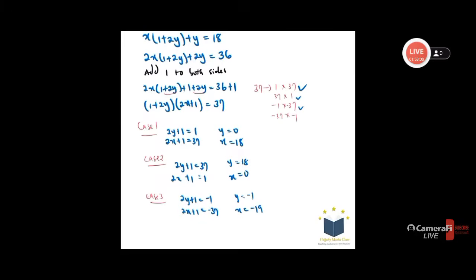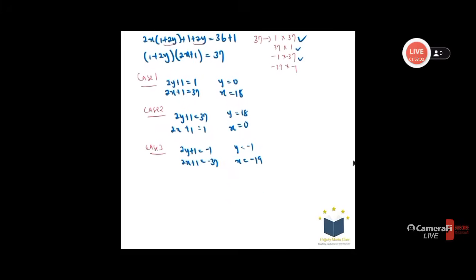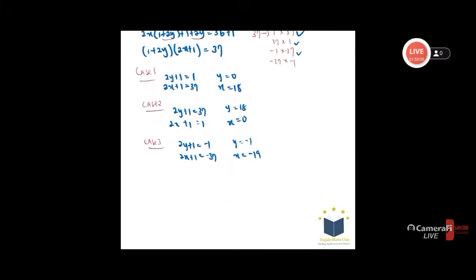So we've done this. And the last one, which is case 4. For case 4, we have 2y plus 1 equals negative 37, and 2x plus 1 equals negative 1. So with this, we're going to have y to be negative 19 and x to be negative 1. So these are the solutions and also the values for the question given to us.